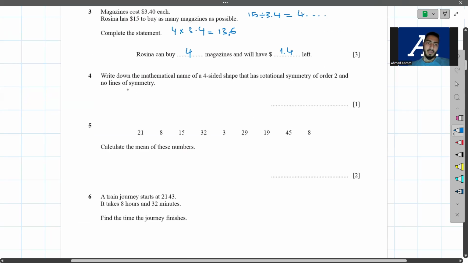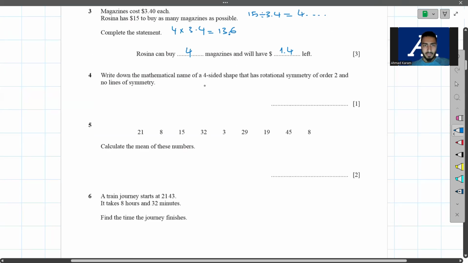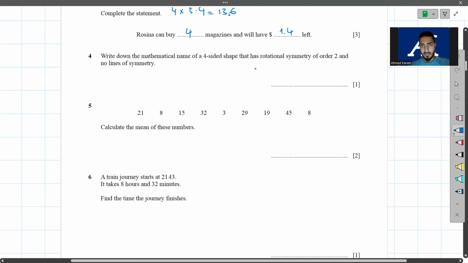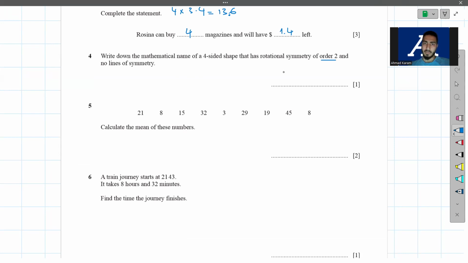Okay. Question number 4, write down the mathematical name for a four-sided shape with rotational symmetry of order 2 and no lines of symmetry. So this is a quadrilateral, order 2, so it's a parallelogram.